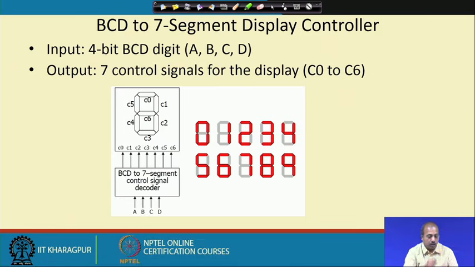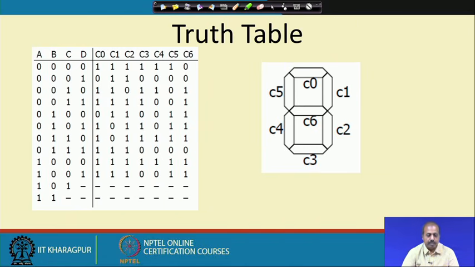So, I can draw the corresponding truth table like this. For ABCD equal to 0 0 0 0, C0 to C5 are all 1 and C6 equals 0. Similarly, for 8, which is 1 0 0 0, all the segments are turned on, so we have all 1. For 9 we have this, and for 10, 11, 12, 13, 14, 15, they are don't cares, so I do not have to do anything.